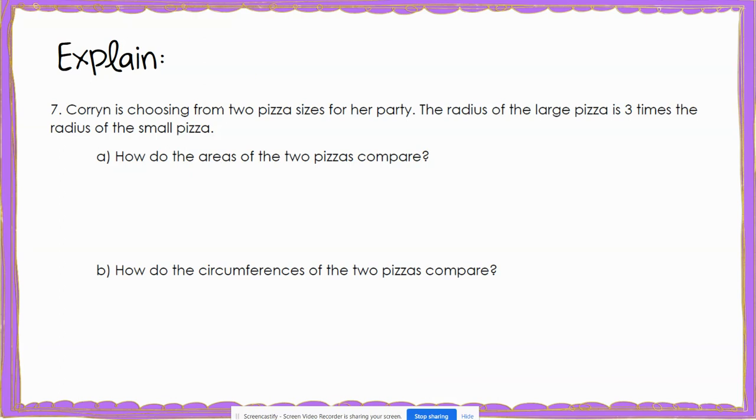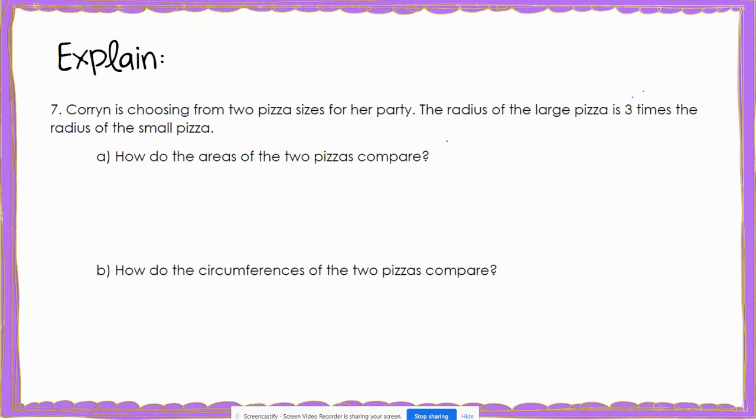Well, I know that for this, I would be multiplying each radius by itself. So if the radius of the large pizza is 3 times the radius of the small pizza, then it's actually 3 times 3, which is 9.